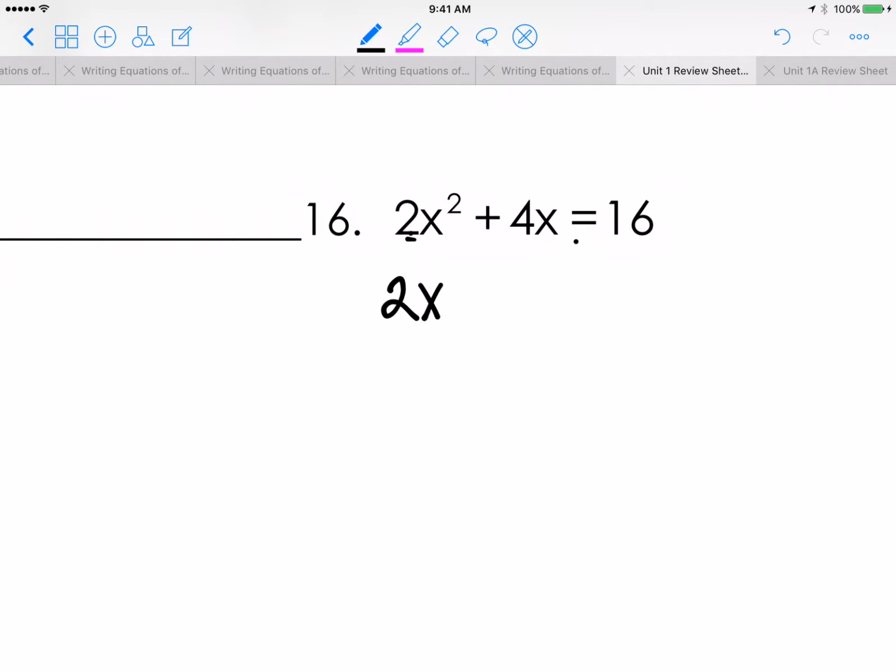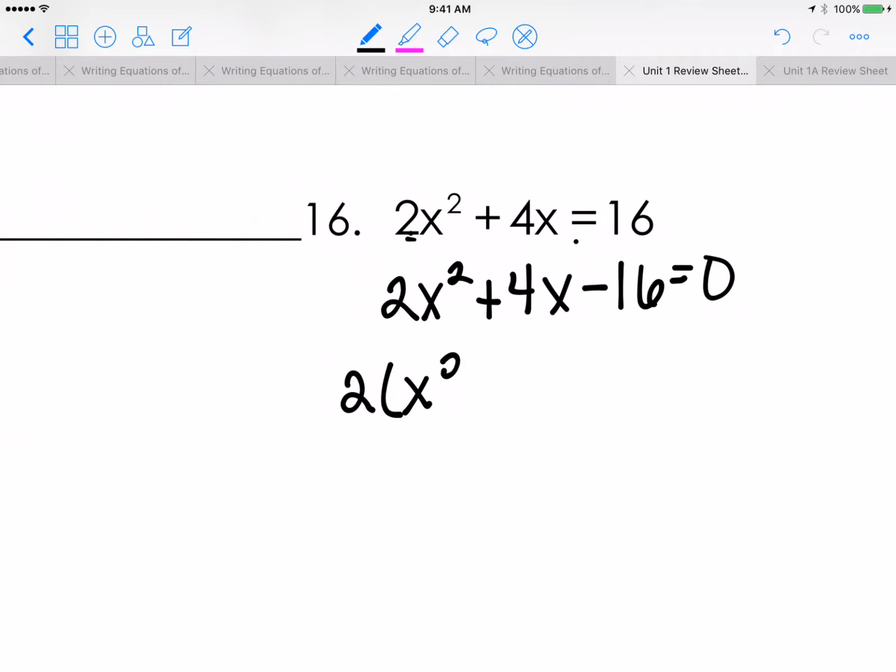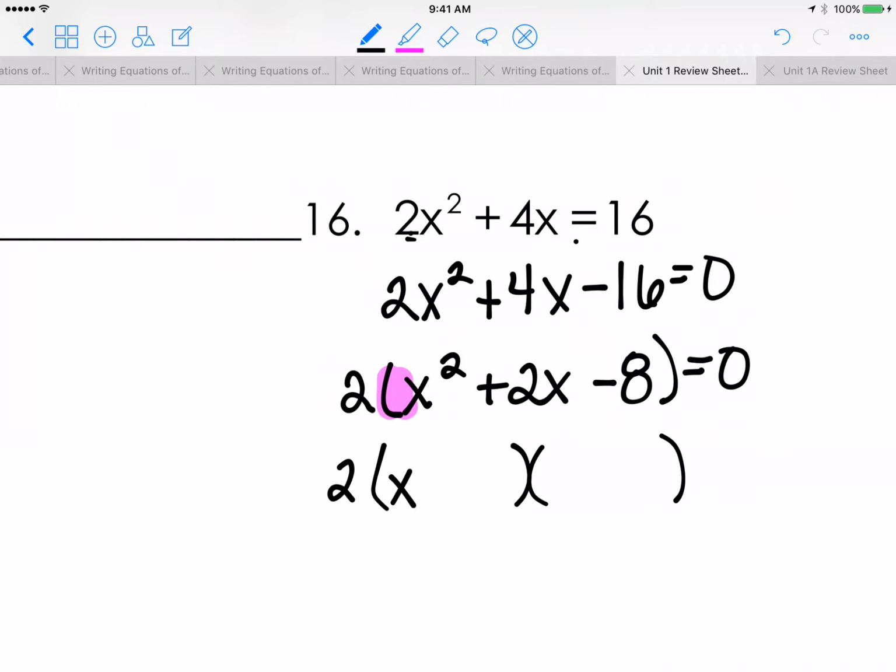Okay, on this one we have to redo. We don't have to redo. We have to subtract 16 to the other side. Now ask yourself, is there a GCF? Hopefully you will say yes. So you factor out a 2. And now we can ask ourselves, this is 3 terms, but a is 1. So we can factor. Factors of 8 that are going to subtract to give us 2 would be 4 and 2. The 4 would be positive, the 2 would be negative.